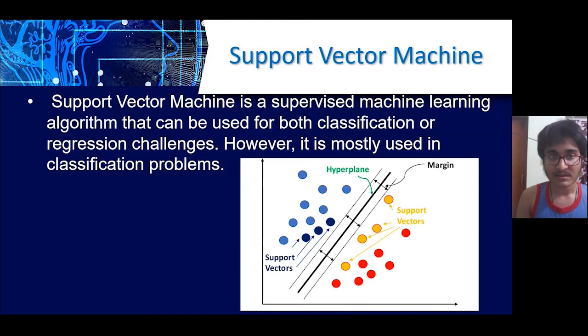Support vector machine or SVM. SVM is used for both classification and regression problems. It tries to draw a line called a hyperplane based on some special data points known as support vectors. These are its results.